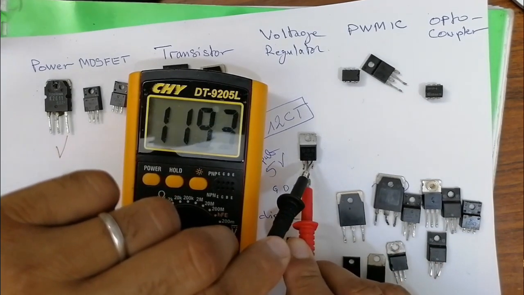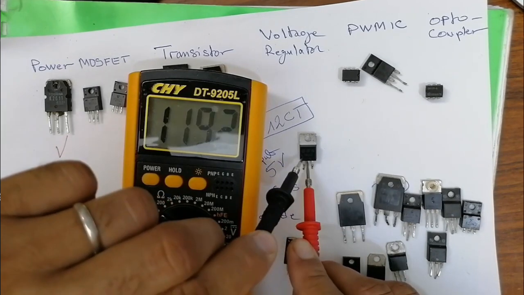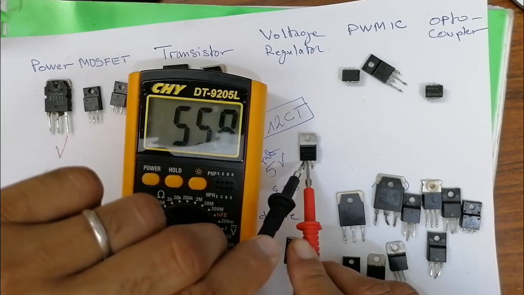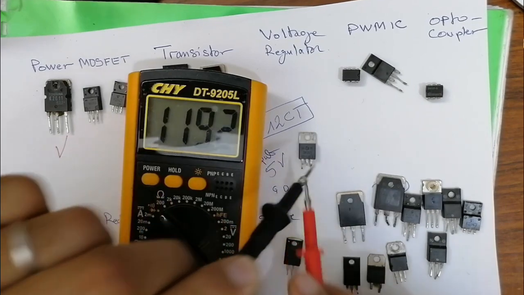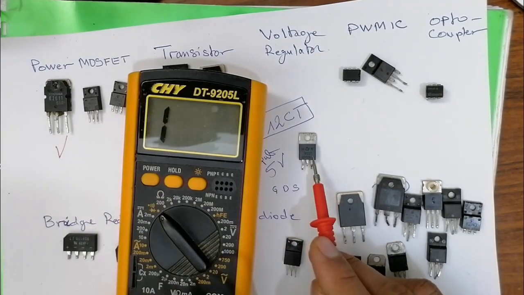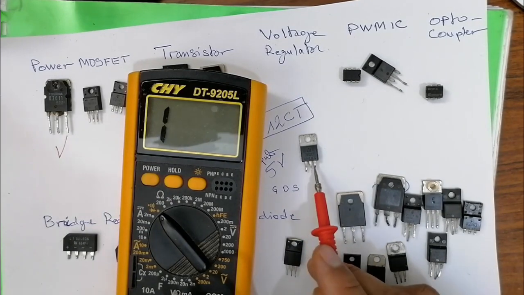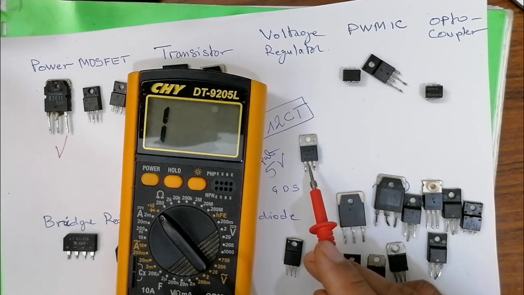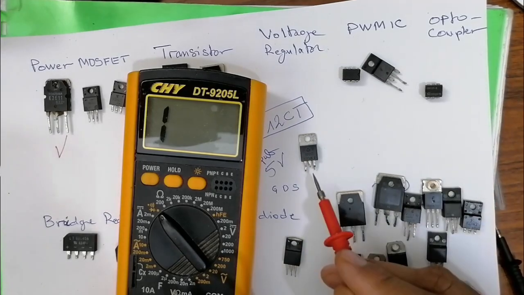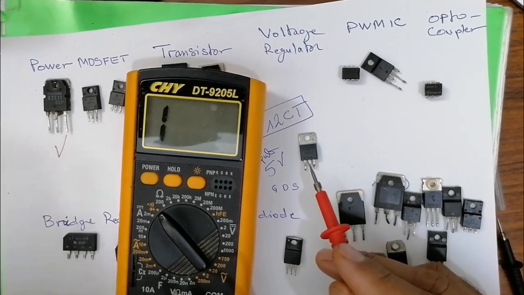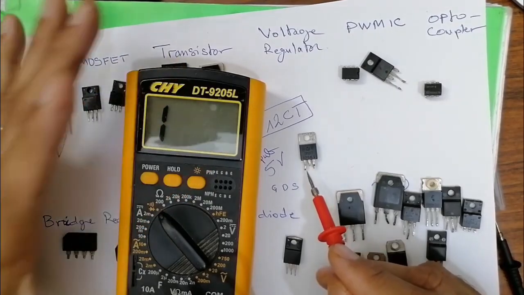So if I move the black probe to the output, I should get a double value. So let's check. As you can see, 1190. So here we have this value, and here I should get a double value. Means this is a good voltage regulator. Sometimes you can find a short circuit, means a bad voltage regulator. So this is how you can check whether the voltage regulator is good or not, using 2 methods.